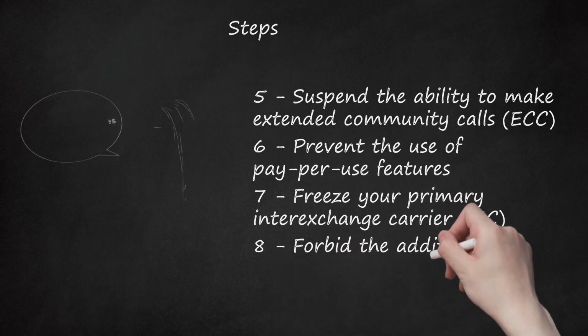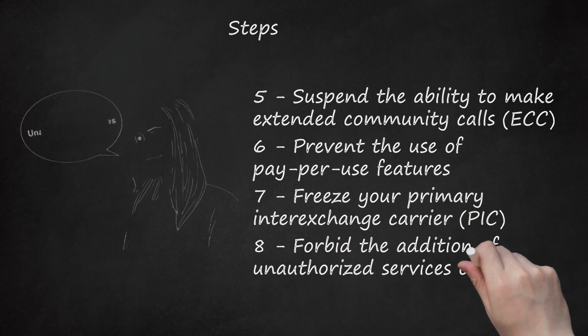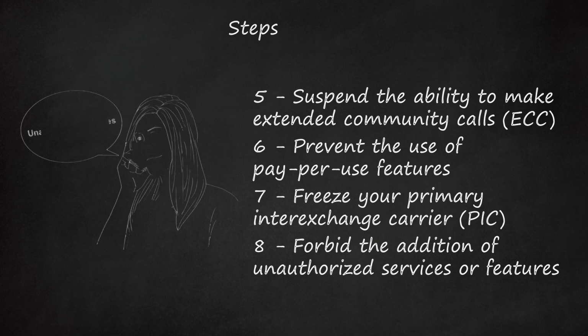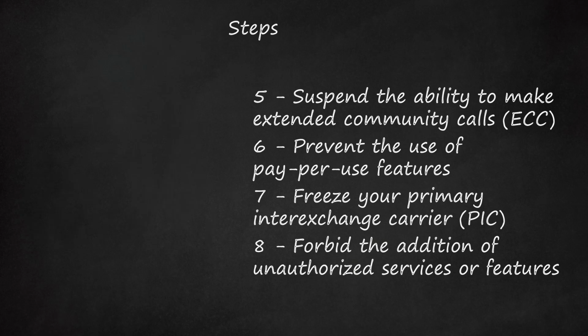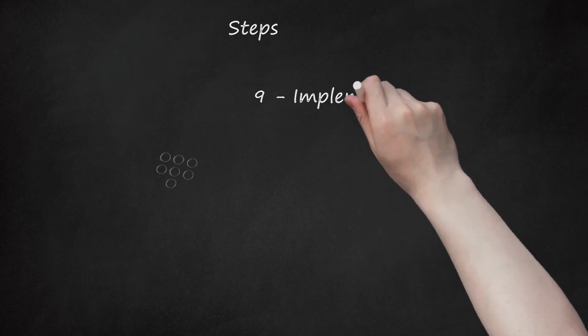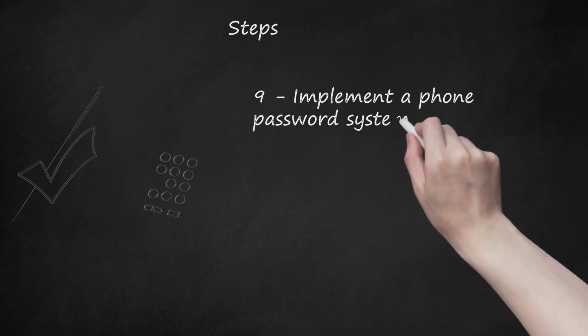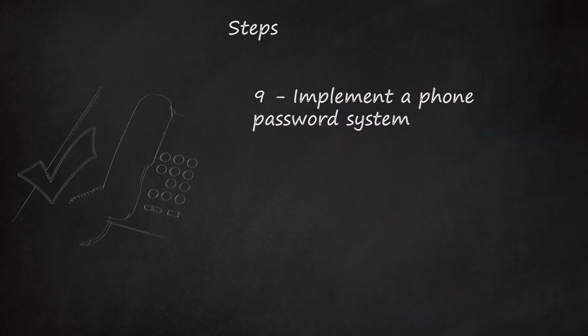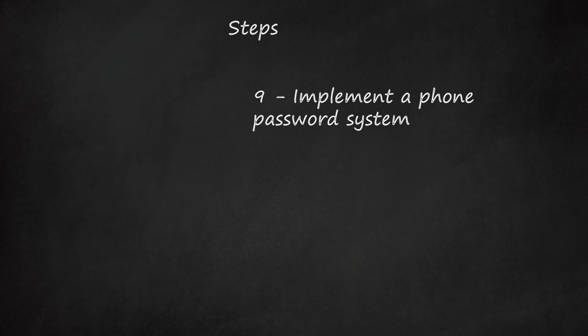8. Forbid the addition of unauthorized services or features. This is commonly called cramming, and can be used to add almost any feature to your phone without your consent. Ask your service provider to block such additions. 9. Implement a phone password system. Your service provider may provide a password that can be used to bypass any of the blocks described. Keep the password private so only you know what it is.